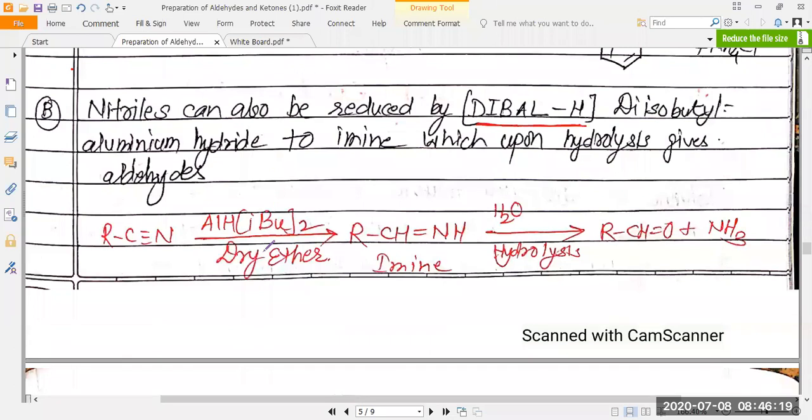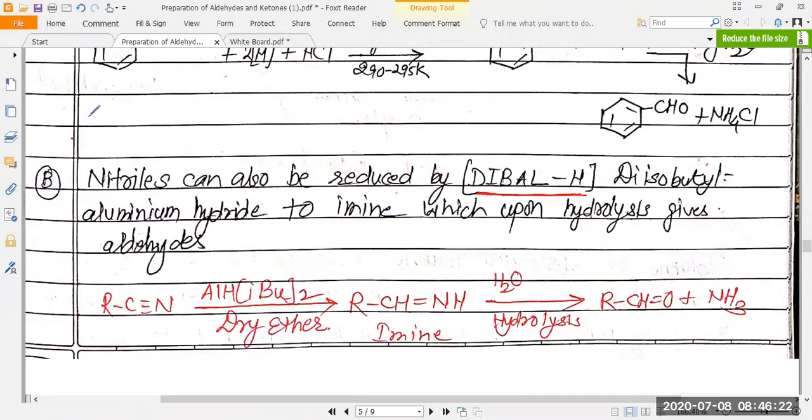So next is B. Nitriles can also be reduced in the presence of DiBALH. What is DiBALH? It is diisobutyl aluminum hydride. So it is converted into imine, and upon hydrolysis of the imine, we get an aldehyde.